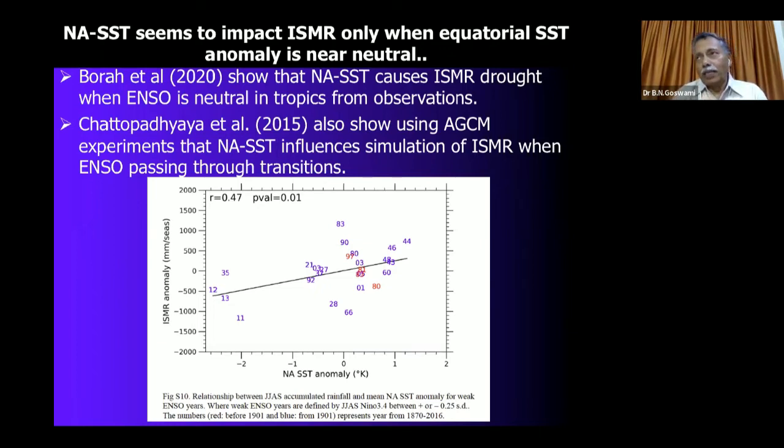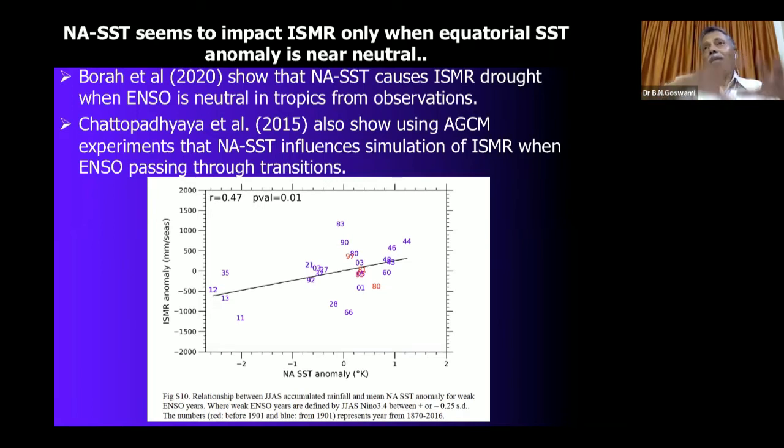when there is no El Nino signal in the tropics, in the equatorial region, when it goes through a transition, the North Atlantic SST anomaly, whether it is positive or negative, can influence the monsoon in a positive or negative way, but not when the El Nino signal in the equatorial Pacific is very strong. Then the North Atlantic SST cannot influence the monsoon very much. So the North Atlantic sea surface temperature seems to impact the monsoon only when the equatorial SST anomaly is near neutral. But it can happen several times.